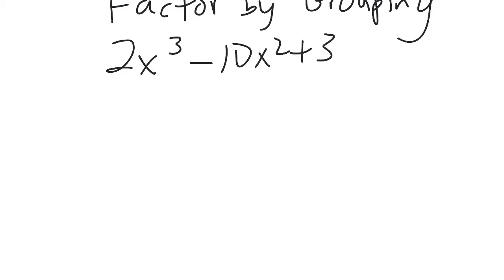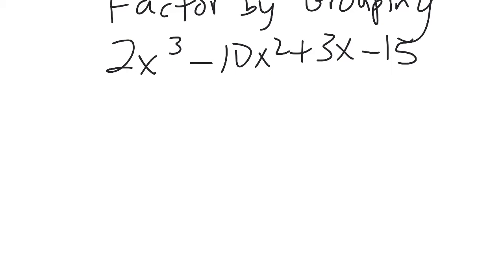So I'm going to take four terms. Let's put 2x cubed minus 10x squared plus 3x minus 15. If you notice right now, nothing can be combined. You can't combine like terms. You can't make this any smaller than it already is. So now the question is, how do I factor by grouping?